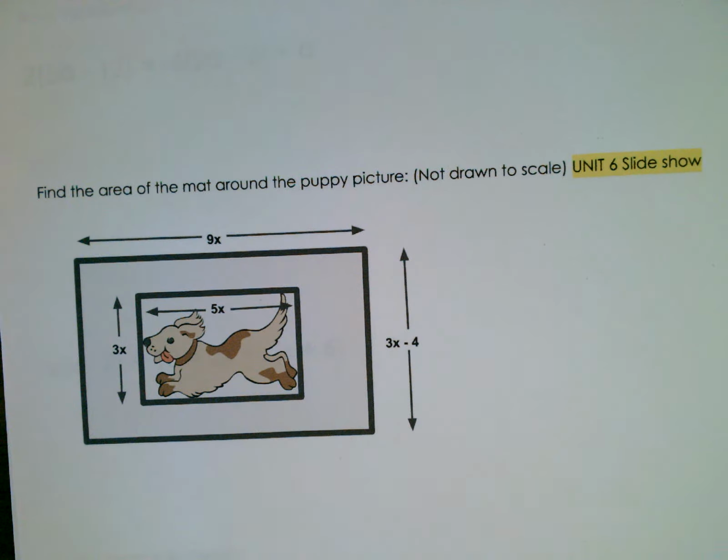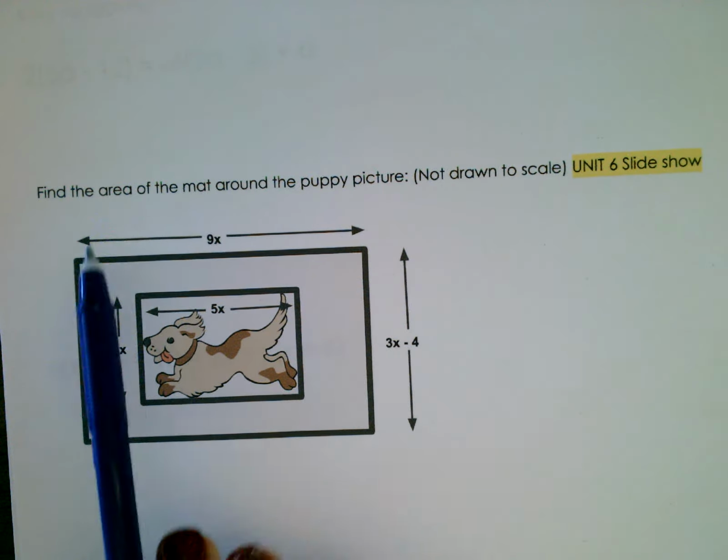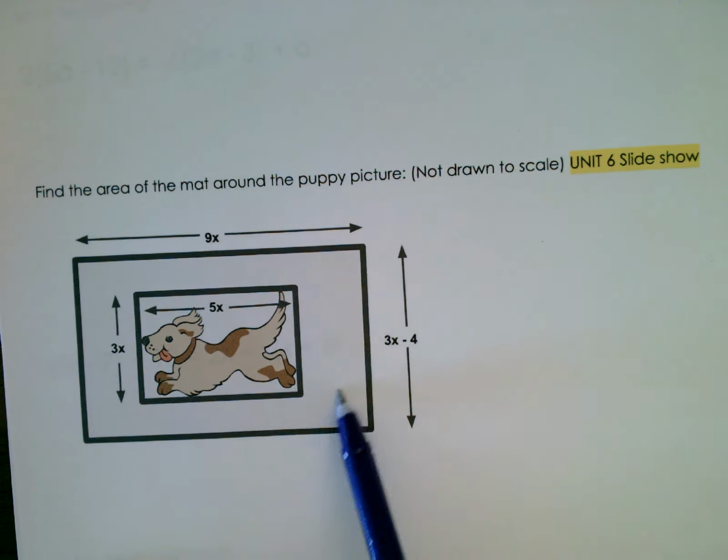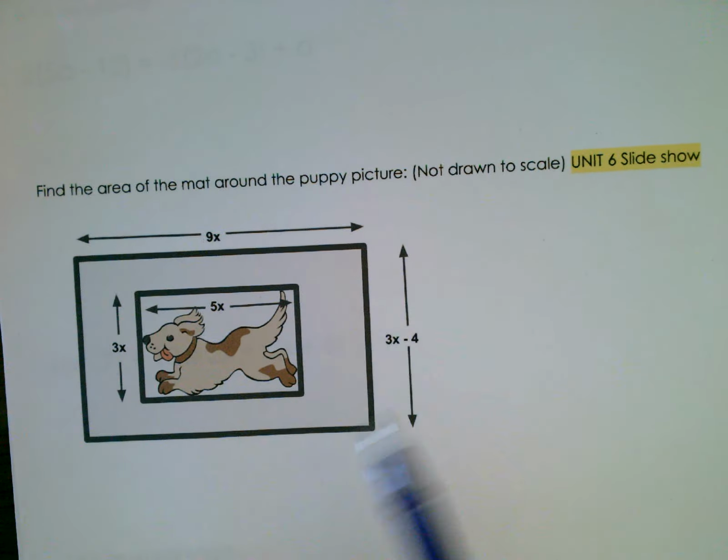Now we will try to put some application to the items we were just working with. We're going to find the area of the mat around the puppy picture. So the mat is this kind of shaded gray area. Obviously, it's not drawn to scale.